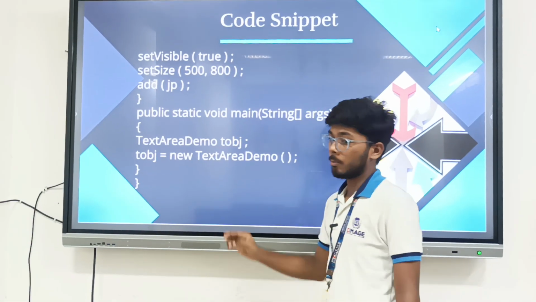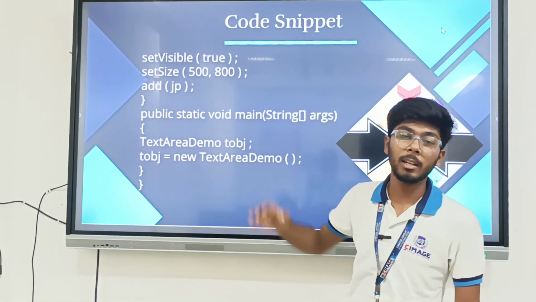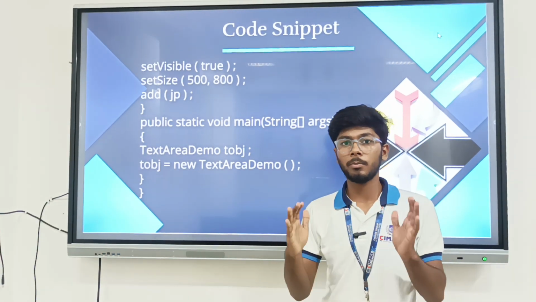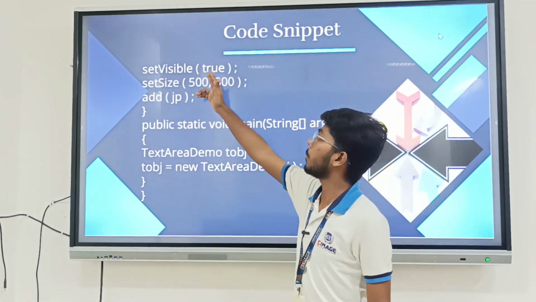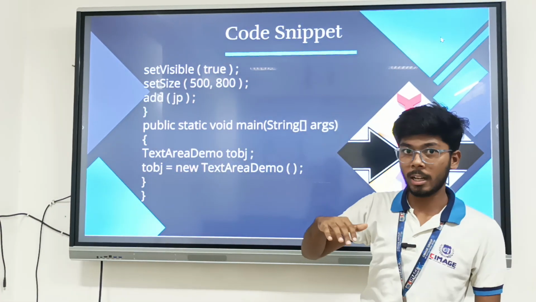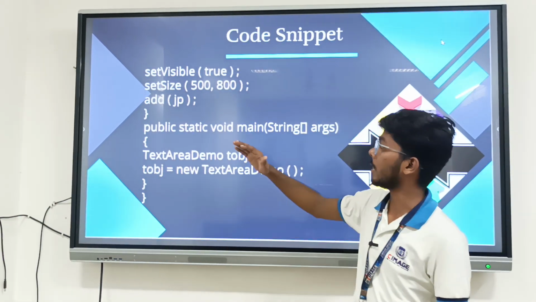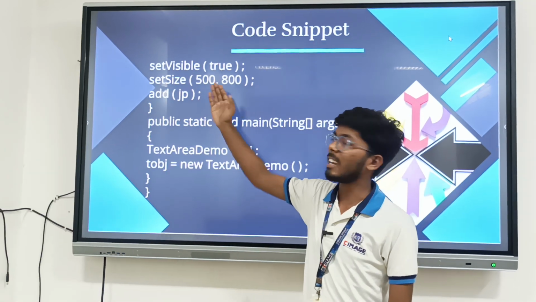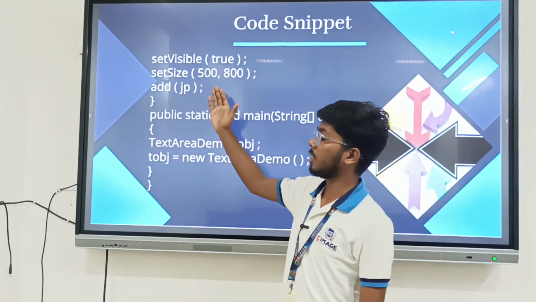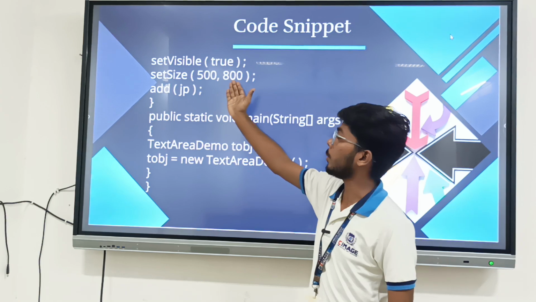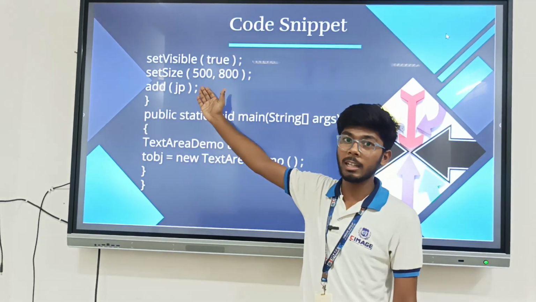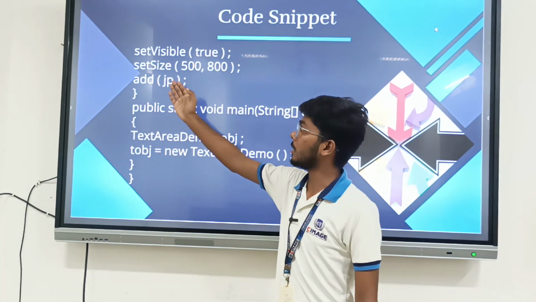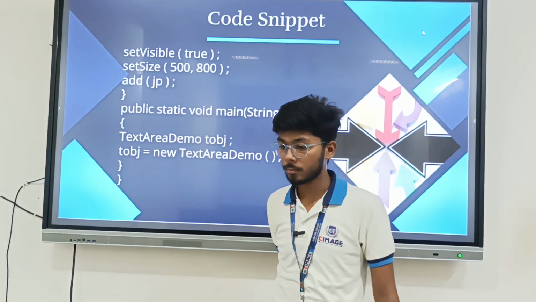So here I have used the setVisible method. The setVisible method is a method of the JFrame class which is used to make our frame visible on our screen. Here I have passed the parameter true so that our frame will be visible on the screen. After that I have used the setSize method of JFrame, which is used to set the size of our frame on the screen, which is 500 by 800. It means that the width will be 500 and the height will be 800. And as I said, I have added the panel onto the frame.